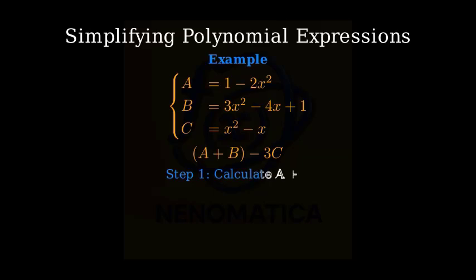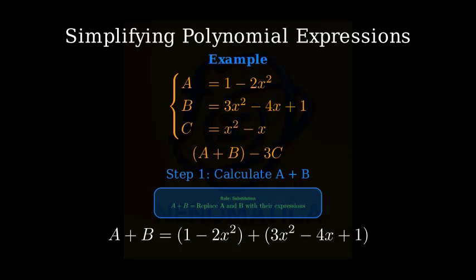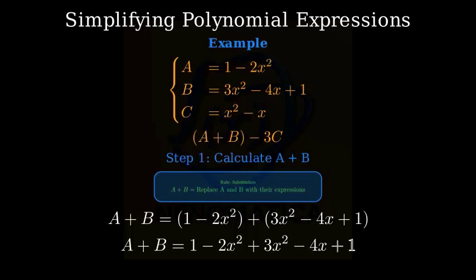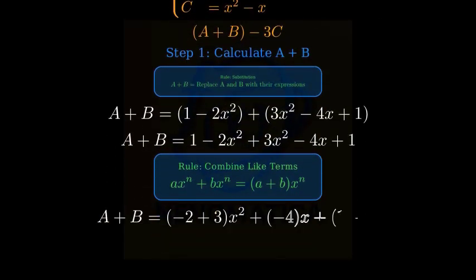First, we'll calculate a plus b. We substitute the expressions. A equals 1 minus 2x squared, and b equals 3x squared minus 4x plus 1. When we expand the parentheses, we get 1 minus 2x squared plus 3x squared minus 4x plus 1. Now, we combine like terms. Negative 2x squared plus 3x squared gives us x squared. 1 plus 1 gives us 2. So a plus b equals x squared minus 4x plus 2.